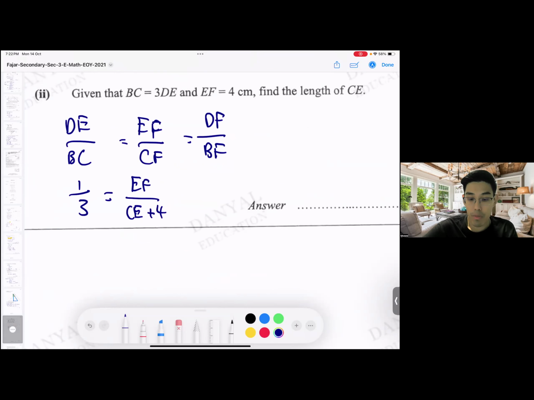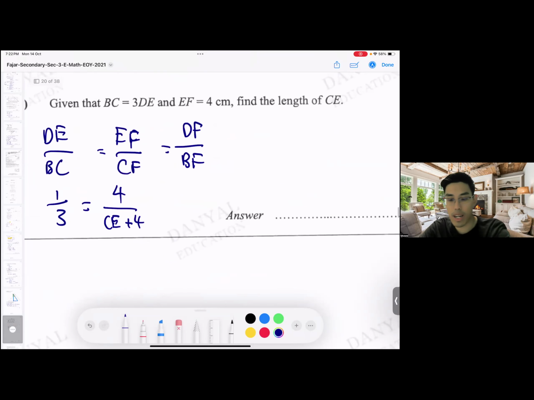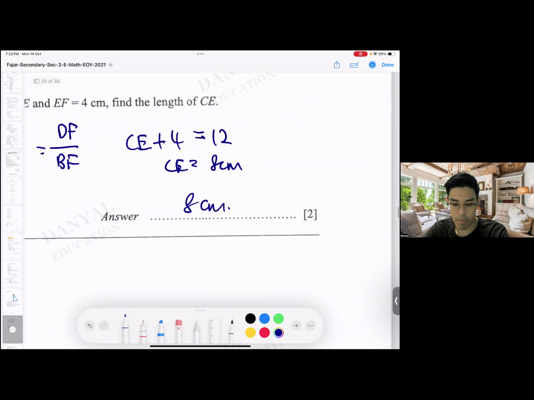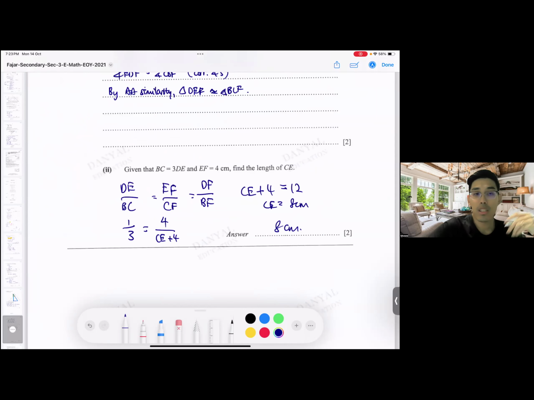Okay, then from here, quite straightforward already. Okay, at the same time, what is EF? EF is 4. I can straight away change this to become 4. Then it's quite straightforward already. Why? Because CE plus 4 equals to 12. Because 4 times 3. So CE equals to 8 cm. Okay, so using this equation, we have a format to put the known values inside and then go and solve from there. Most straightforward, most standardized method. Okay, won't go wrong one.